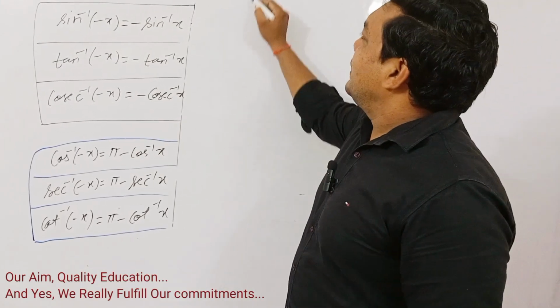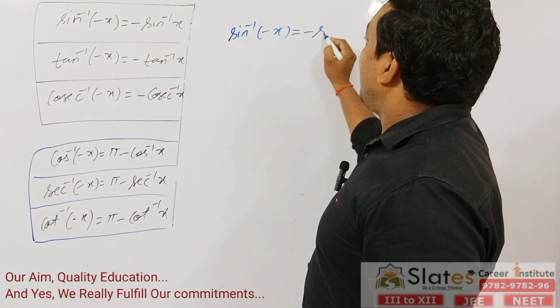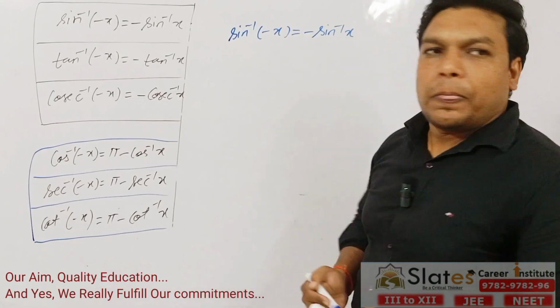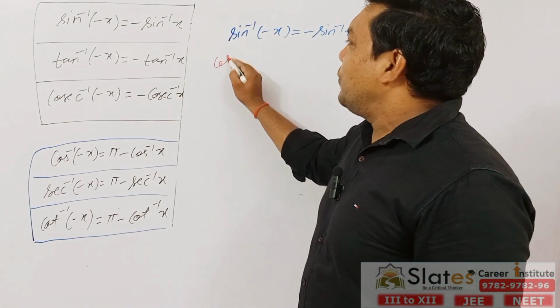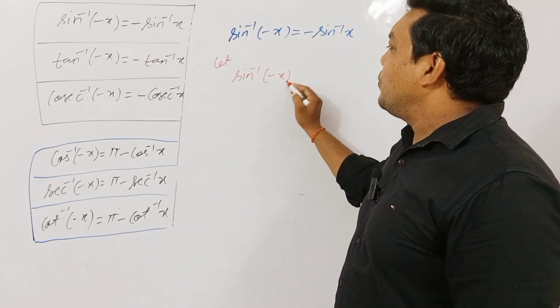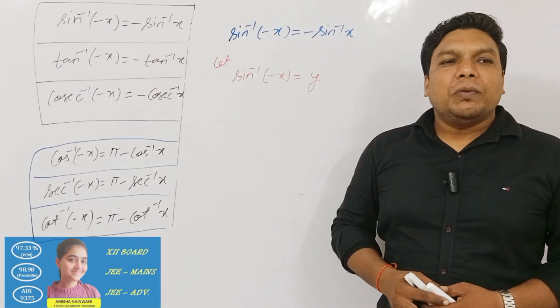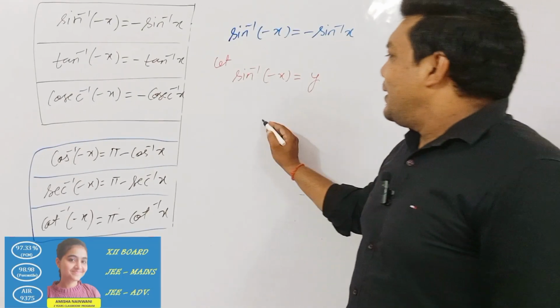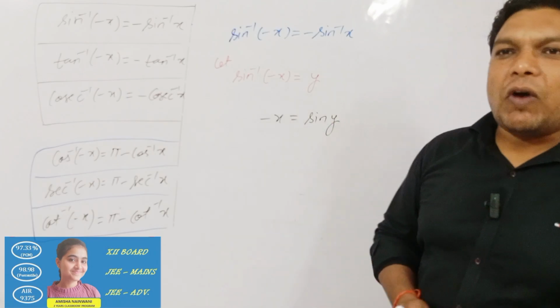Let's see how we'll get sine inverse of minus x is equals to minus sine inverse x. Okay, so what we'll do in inverse trigonometric functions, we frequently use the concept of assuming: let sine inverse of minus x is equals to y. What will be the next step? We always write minus x is equals to sine y.